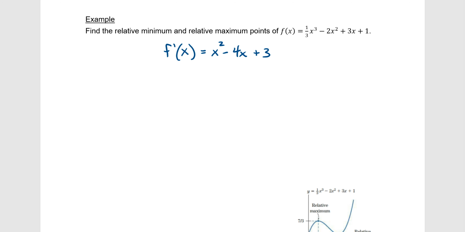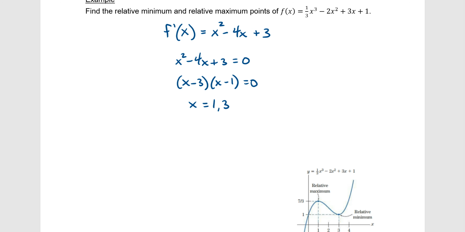So now we're going to take this and set it equal to 0, and we get x squared minus 4x plus 3 equals 0. This factors to x minus 3 times x minus 1, and we get x equals 1 and x equals 3.